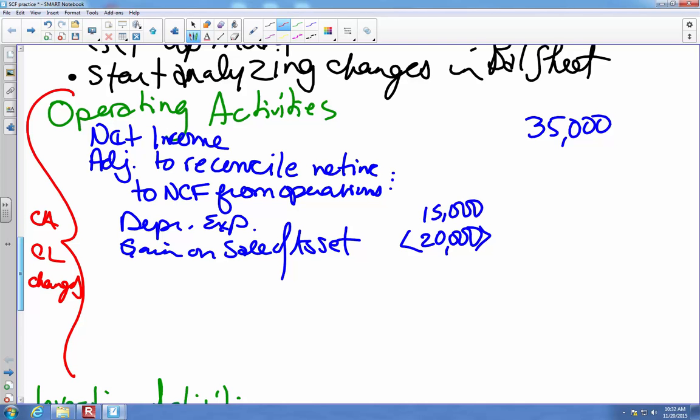What is the first current asset or current liability change? AR. How much did my AR change by? $9,000. Up or down? Right, decrease in AR. Why did it go down? Why does AR go down? I collected it. So is that an increase to cash or a decrease to cash? An increase to cash. So positive or negative number? Positive number. What's the next thing that happened?